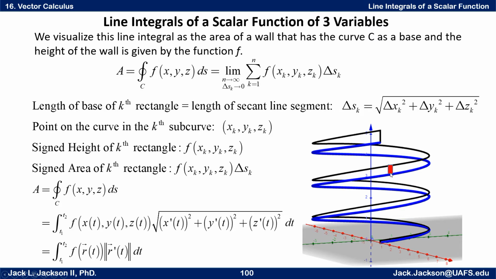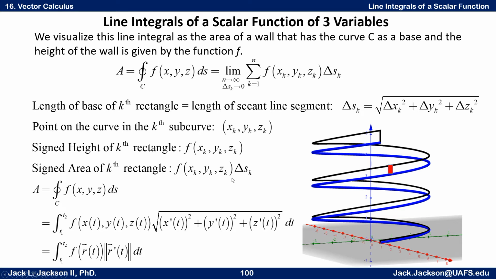Okay, and the base of that rectangle is going to have length delta s_k. It's going to give us a little rectangle that's approximately right there. Okay, and we do that all the way up and down this curve. We get that. Now to find the height of that, it is f of x_k, y_k, z_k, and multiply that height times this width, and we get the area of that.